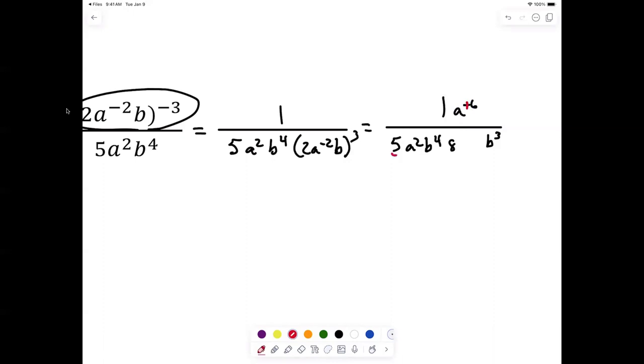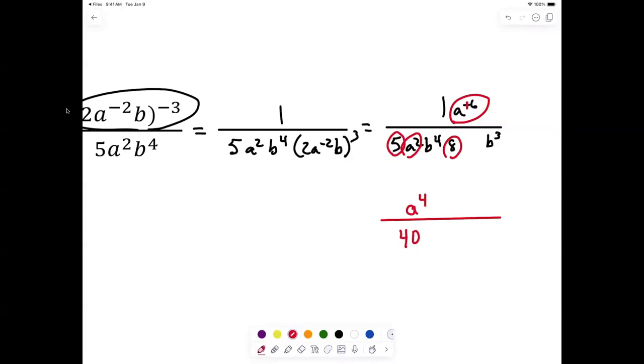All right, now does everybody see the 5 times 8? 40. All right, how many a's on the top? How many on the bottom? That leaves me with, no, no. A to the what? A to the 4th.